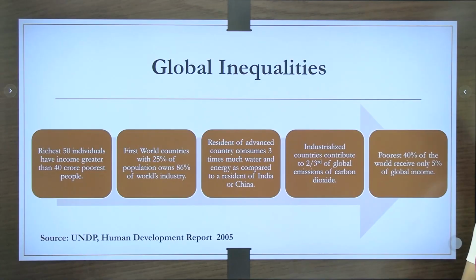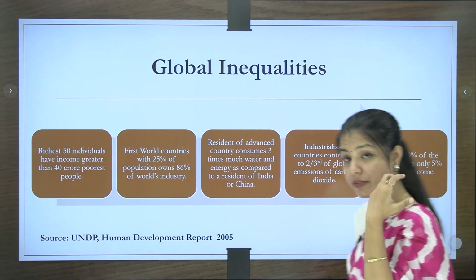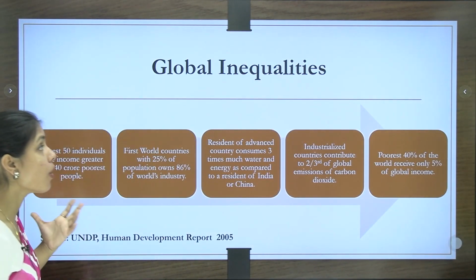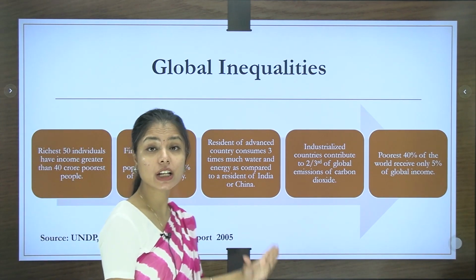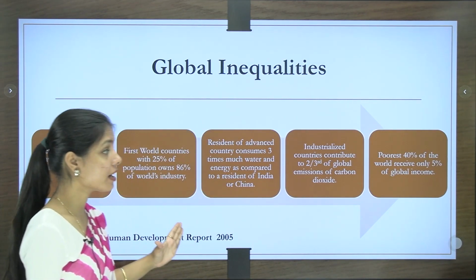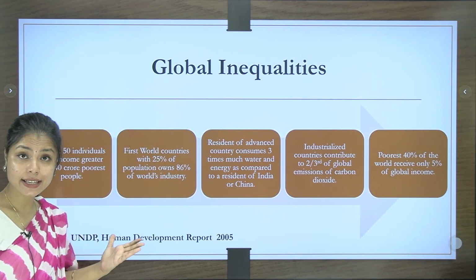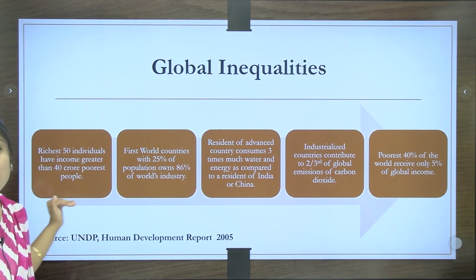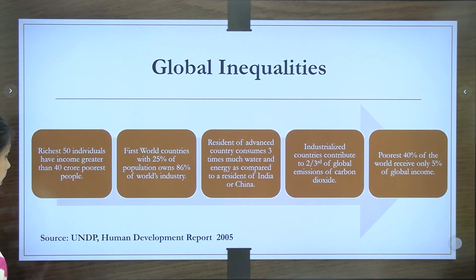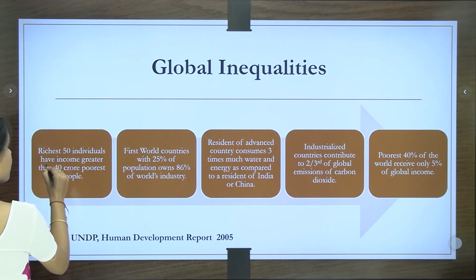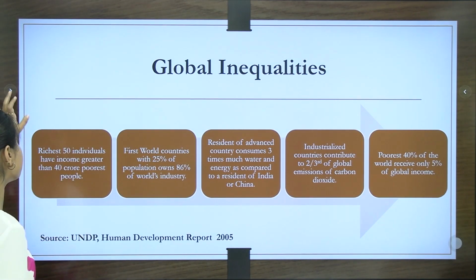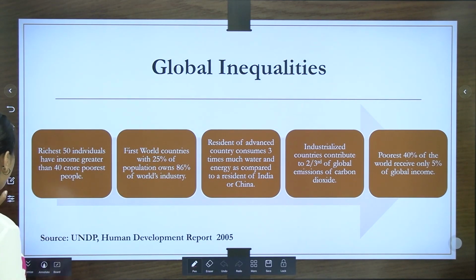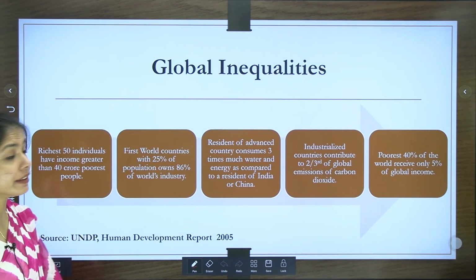Use them in your answers. Now here is some data that we need to look at when we talk about inequalities in the global context. This is data that you can very well use in your answers, and that you need to quote when you're writing your essays. Look at the stark inequalities that exist the world over, according to the UNDP report. The richest 50 individuals have income greater than 40 crore of the poorest people. Just look at this data and it will tell you how unequal the world that we live in is.